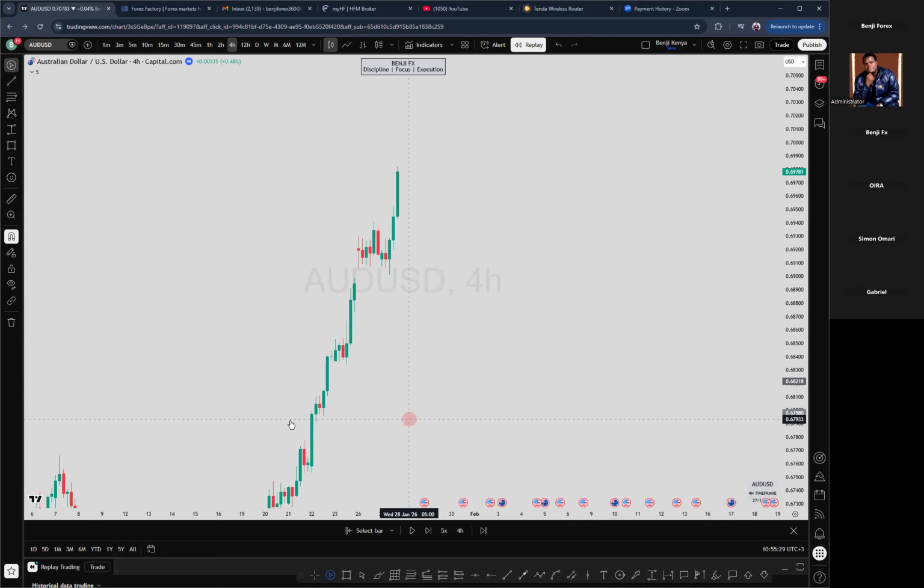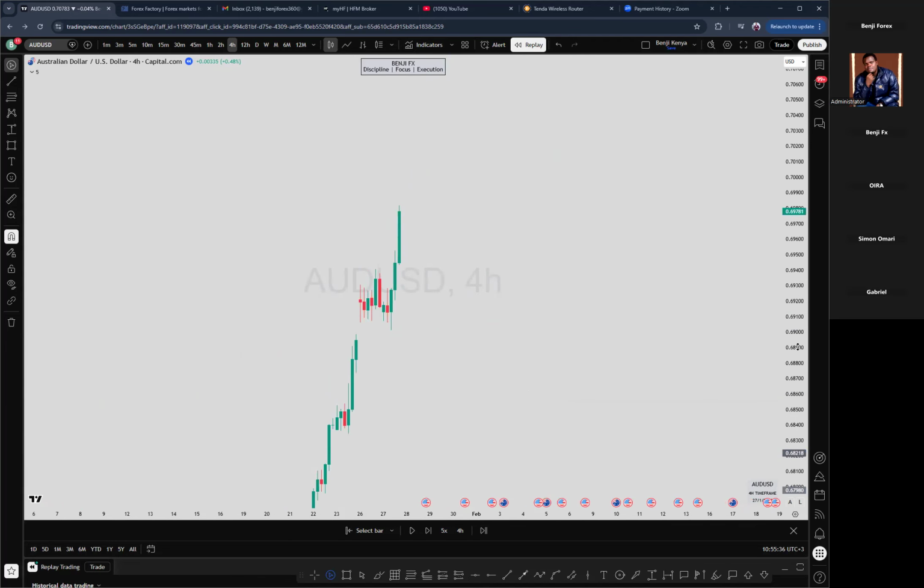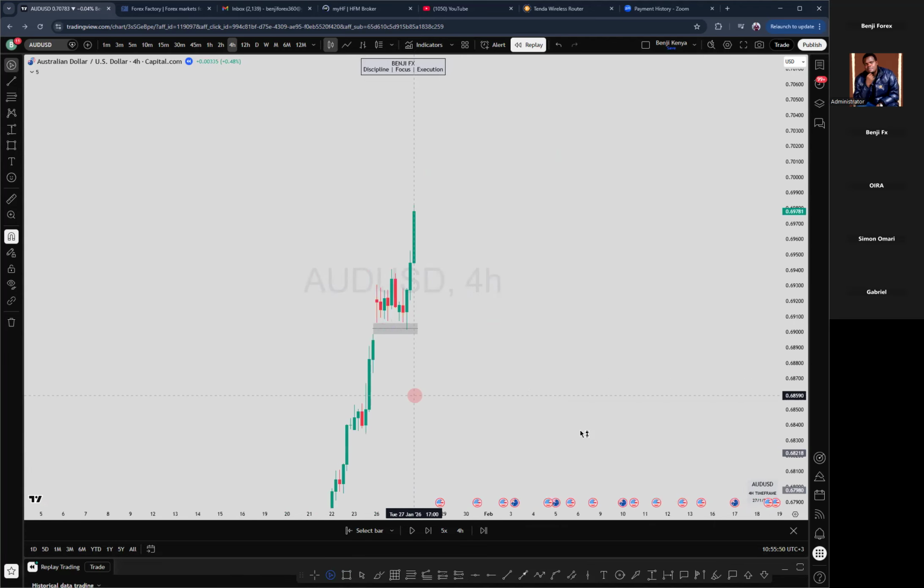So remember, we have this demand area, and we have other demand areas that are actually here, minor demand areas. But for me, I usually don't mark them. So the first thing I do is mark this area. You can see that the market was able to mitigate 50% of this new week open market gap.